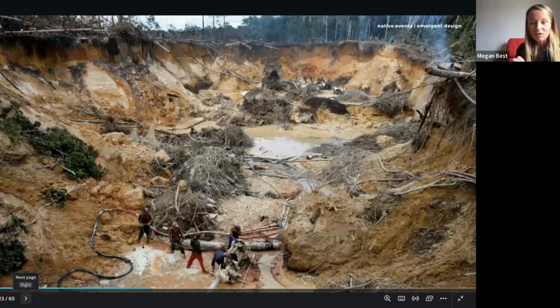These extraction activities often occur on or near lands that are inhabited by local communities, leading to displacement, health issues, and the loss of livelihoods.